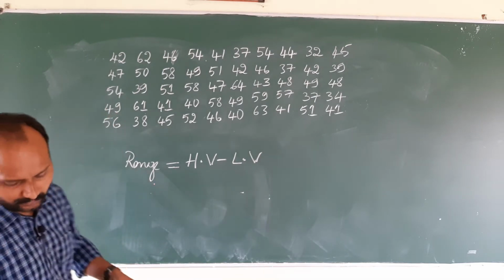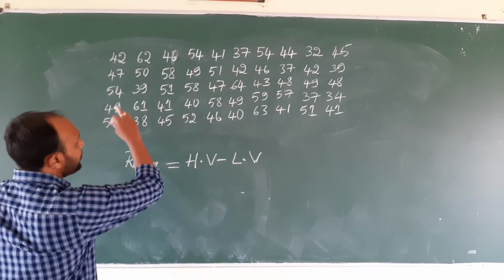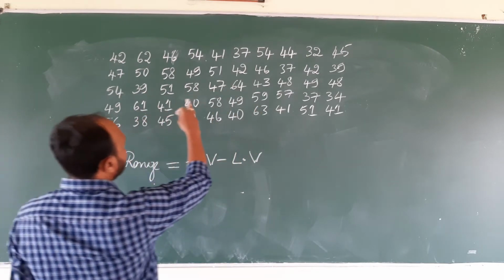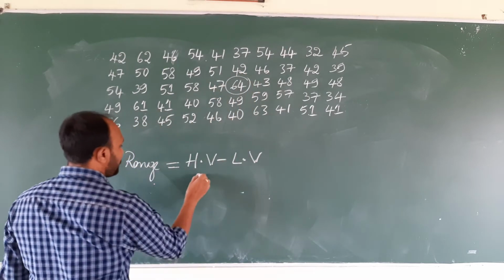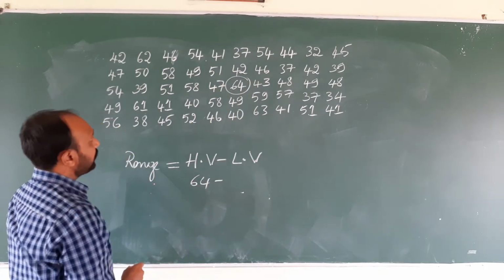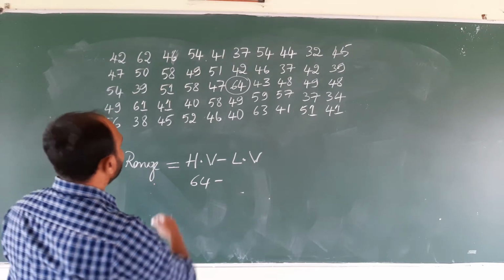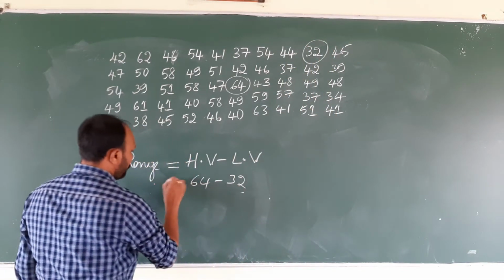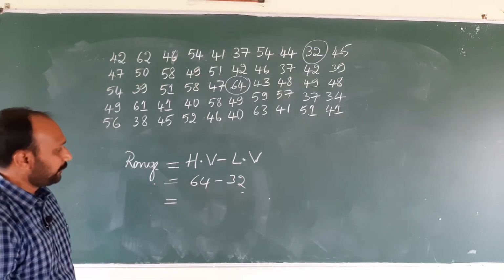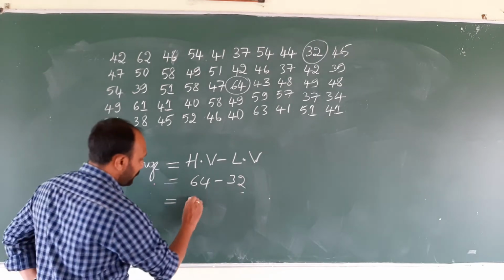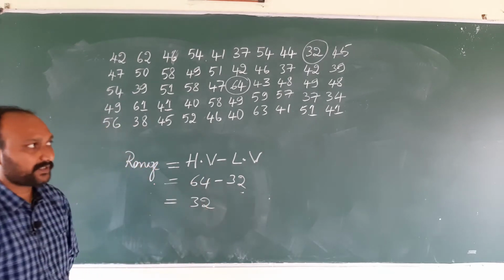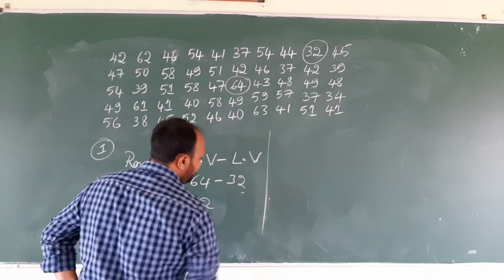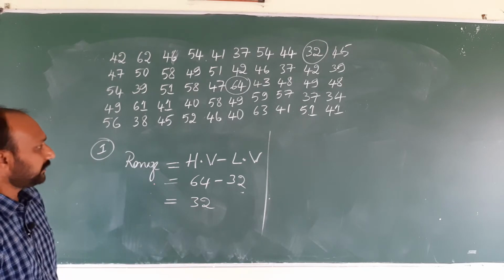The highest value here is 64. Similarly, the lowest value here is 32. So what is the range? 64 minus 32, the range is 32. So first we will be finding the range, followed by this.